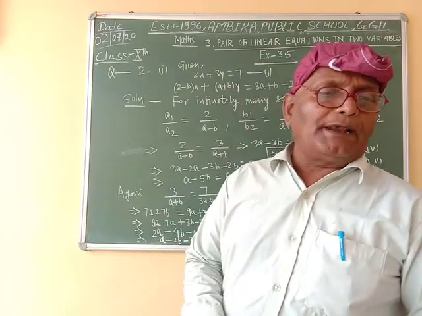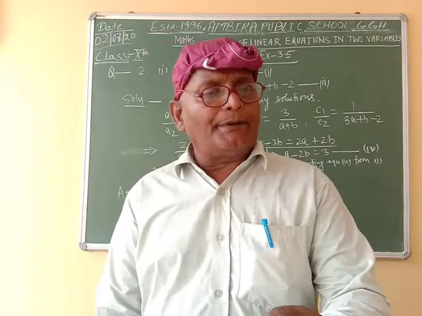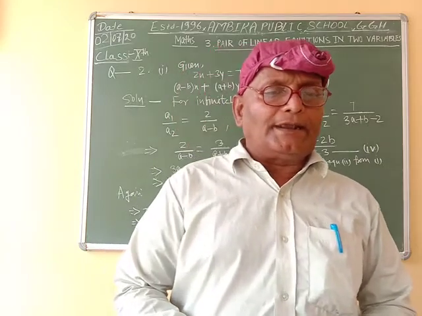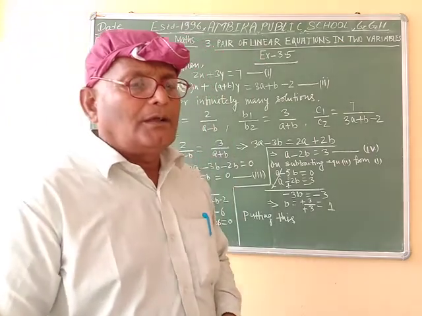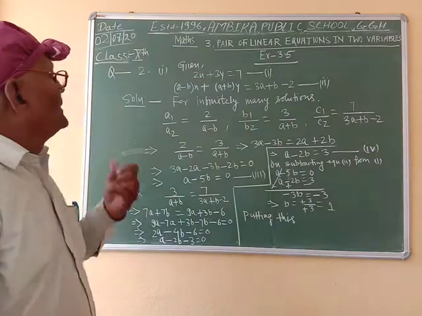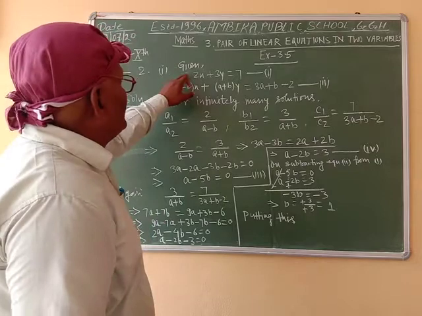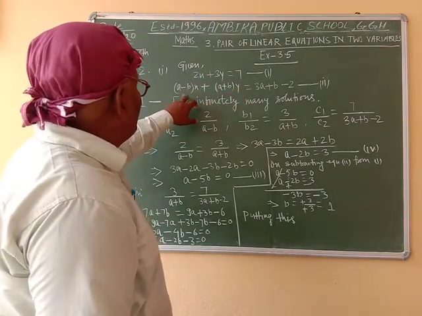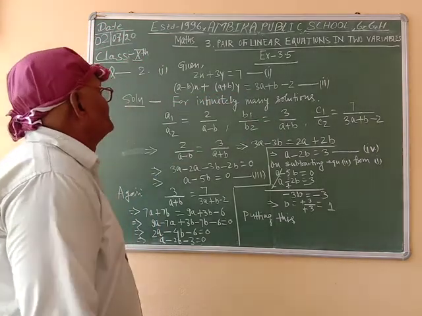Morning students, I am going to solve question number 2. The question is, for which values of a and b does the following pair of linear equations have an infinite number of solutions? Equation 1 is 2x plus 3y is equal to 7, and equation number 2 is (a minus b) x plus (a plus b) y is equal to 3a plus b minus 2.